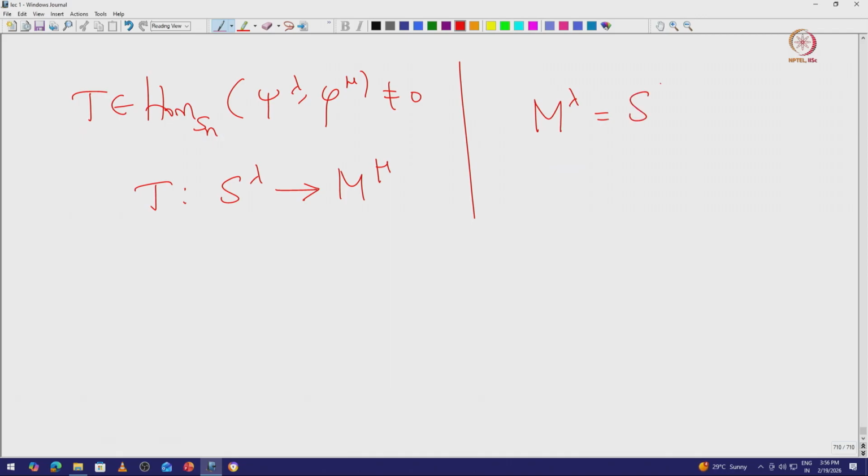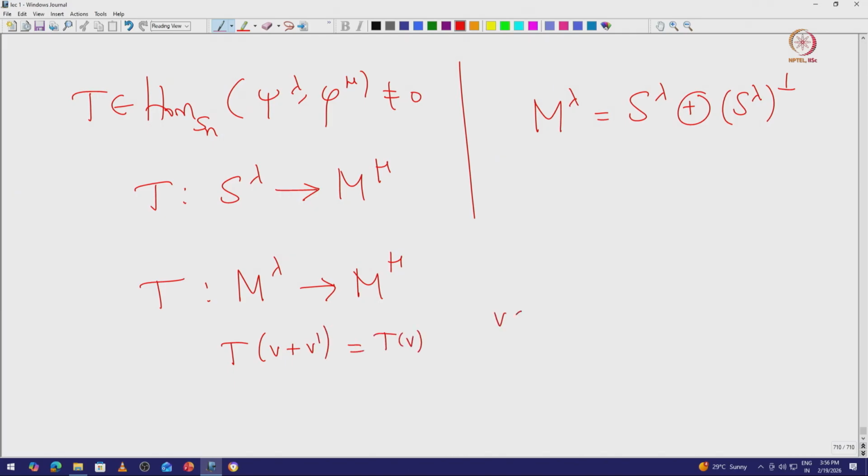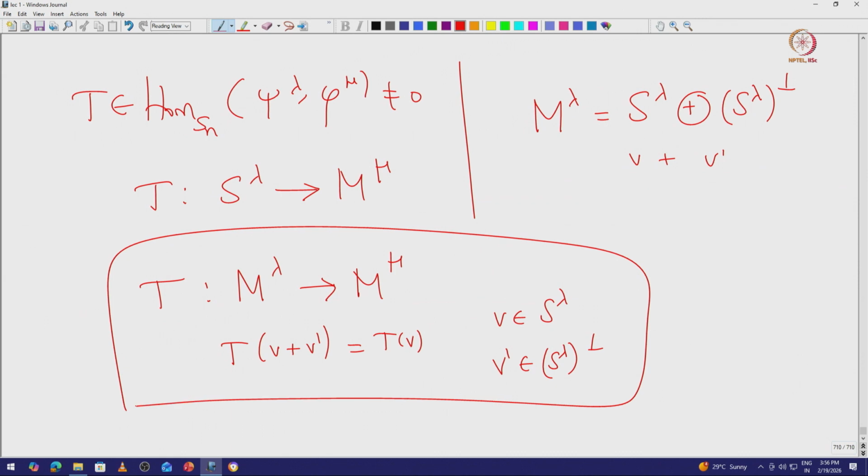M^λ you write as S^λ direct sum S^λ perp. So, you define the extension T from M^λ to M^μ by taking T of (v + v') to be just T of v, where v comes from S^λ and v' comes from S^λ perp. Because any element here you can write as v + v'. So, you extend this T uniquely using this.